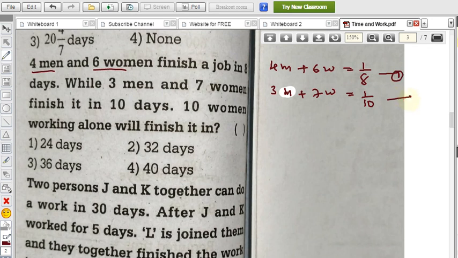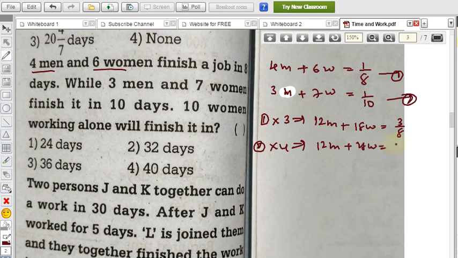Let this be the first equation and the second equation. Now you have to solve these equations. On solving, you can make the coefficients the same: multiply the first equation by 3 and the second equation by 4. You can see this type of problem in the linear equations chapter. That is 12 men, 6 threes are 18 women equal to 3 by 8. Multiply the complete equation by 4, now 4 by 10. Now if you subtract, change the sign.